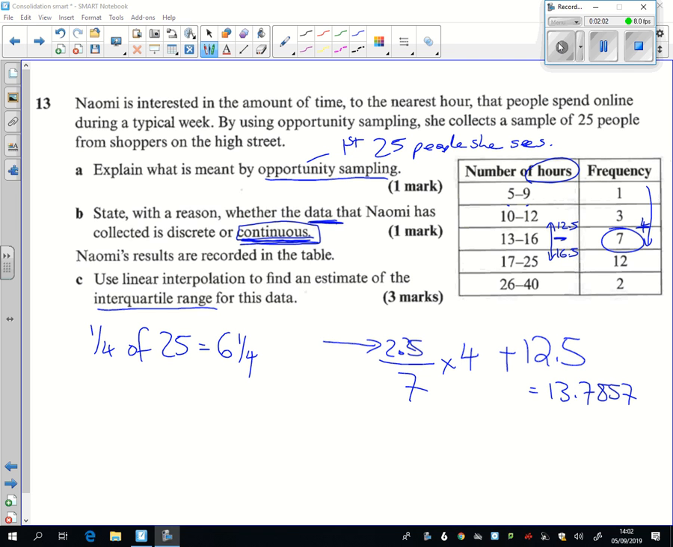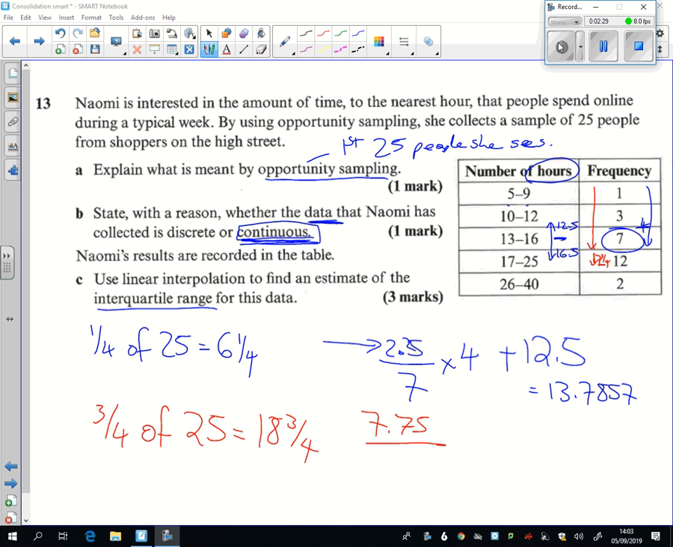And we'll do the same for the upper quartile. So 3/4 of 25 is 18 3/4. We need to go up to the 18 3/4 one. Well, look, up to here we've had 11, so we need to go a bit further into this group. So I said we'd had 11, didn't we? So we need to go another 7 3/4 here.